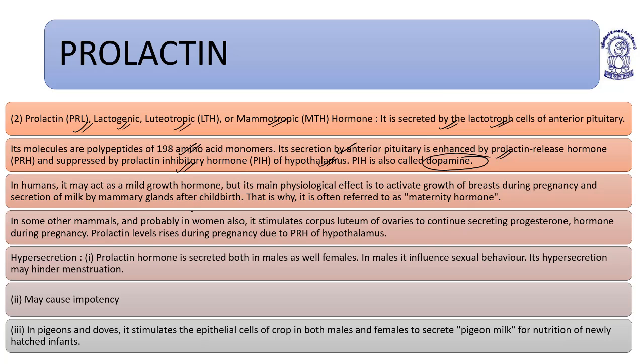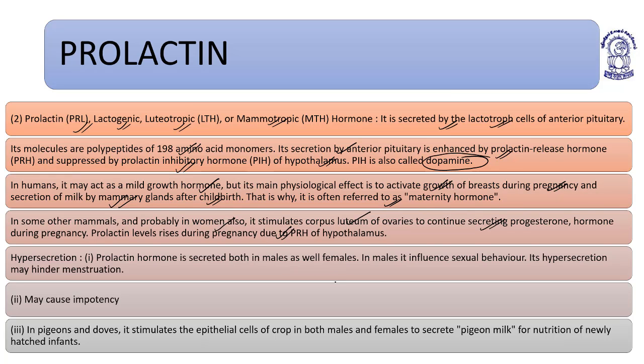In humans, it may act as a mild growth hormone, but its main physiological effect is to activate growth of breast during pregnancy and secretion of milk by mammary glands after childbirth. That is why it is often referred to as maternity hormone. In some other mammals, and probably in women also, it stimulates corpus luteum of ovaries to continue secreting progesterone hormone during pregnancy. Prolactin levels rise during pregnancy due to PRH of hypothalamus.